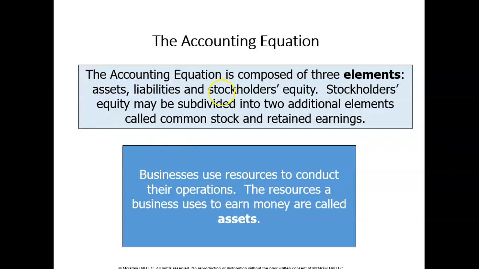Let's begin with assets. Assets are the resources businesses use to conduct their operations. The resources a business uses to earn money are called assets. So, what does that mean? Well, let me give you a different definition that may be a little clearer to you. Assets are things of value that are owned or controlled by a company that they're going to use in order to earn revenue for that business organization. And I'll just explain that in more detail as we go along.